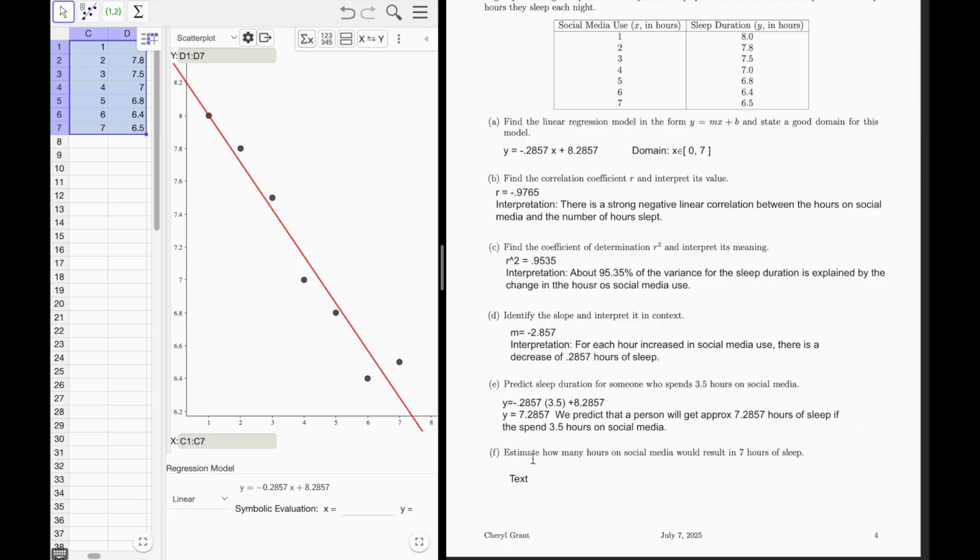All right, the last part says estimate how many hours on social media would result in 7 hours of sleep. So our equation is y is equal to negative 0.2857, and then we have our x, plus our y-intercept, which is 8.2857. Now, in this case, what is provided to us is the number of hours of sleep, and we're asked to predict or estimate how many hours this would be on social media. So that means 7, that's our sleep duration. That's going to go in for my y value. So I'm going to put in 7 here, and now solve for x.